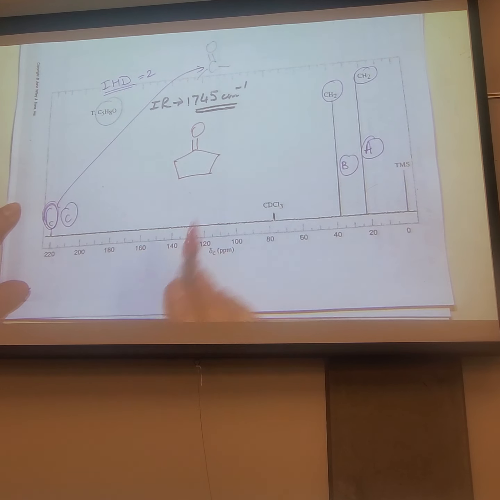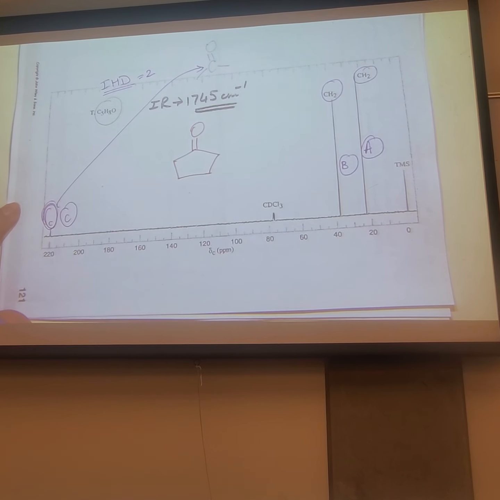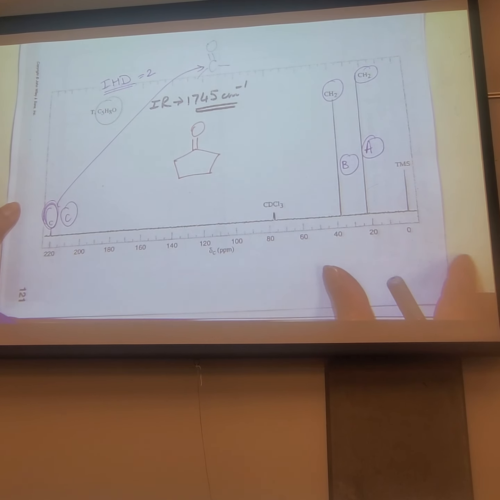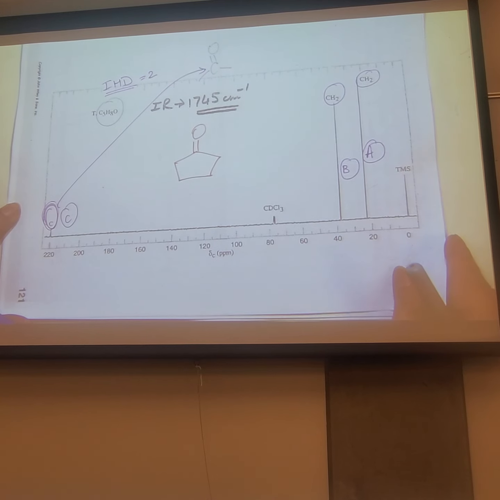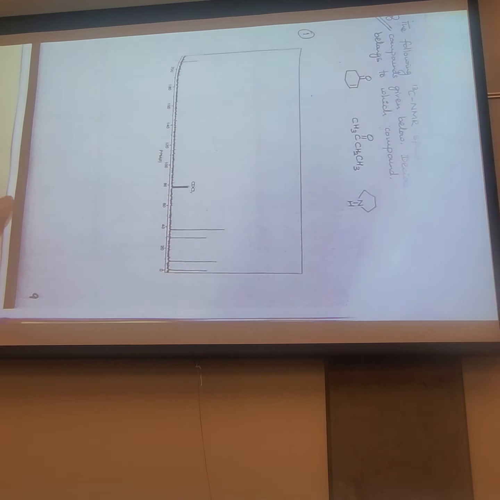So when you solve this, 4, 6, 8, that'll give us 3 carbon signals. IHD is 2. Are we all on the right track? Or on the same track rather? Same track, okay, cool.